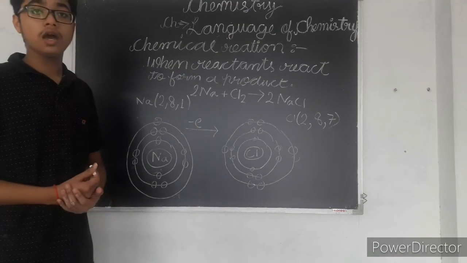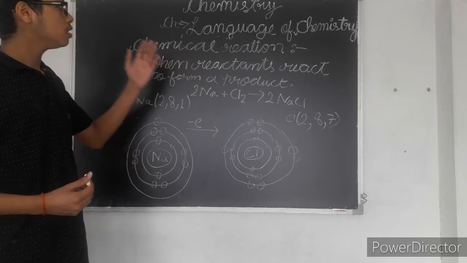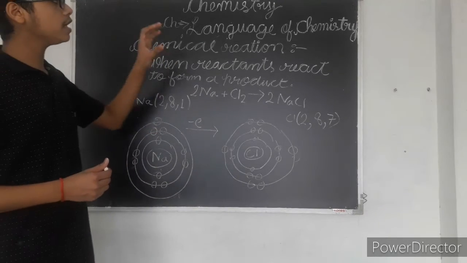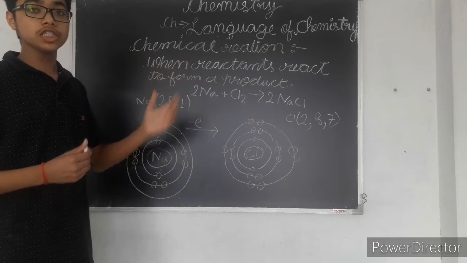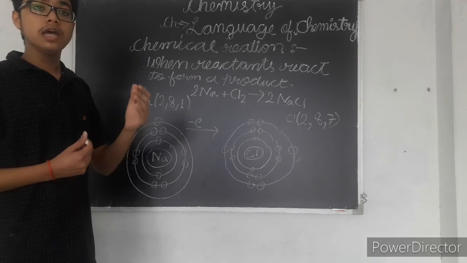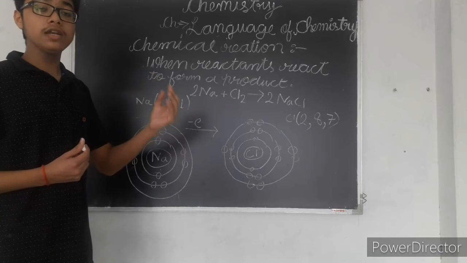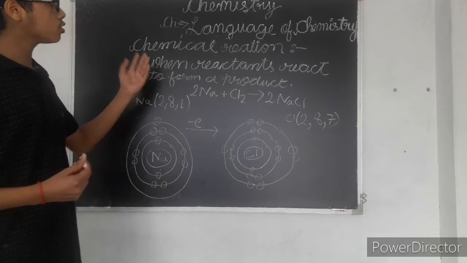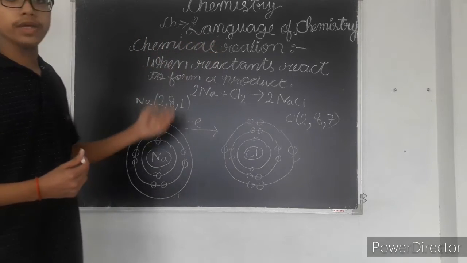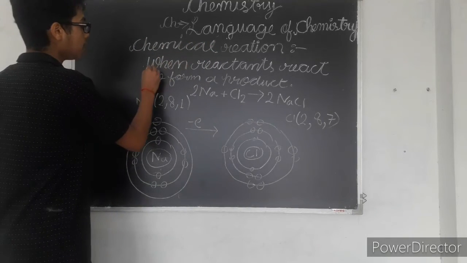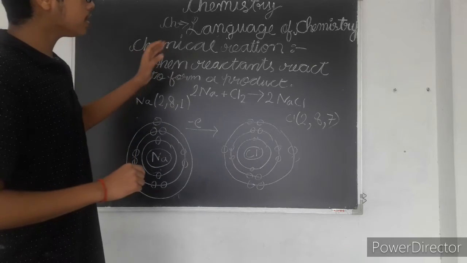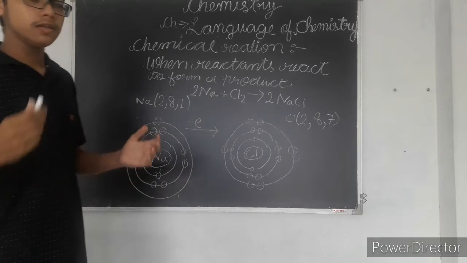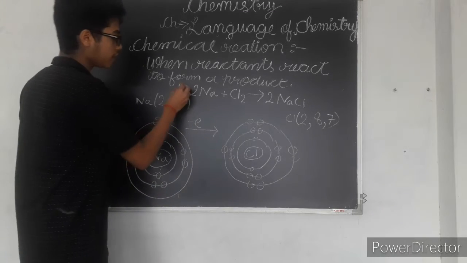Now we have studied valency. To understand valency properly, we should know what a chemical reaction is, because in the definition we have studied that valency is the gain, loss or sharing of electrons during a chemical reaction. So what a chemical reaction is, is very important. A chemical reaction is when reactants react to form a product. When two reactants, like there I have taken an example.